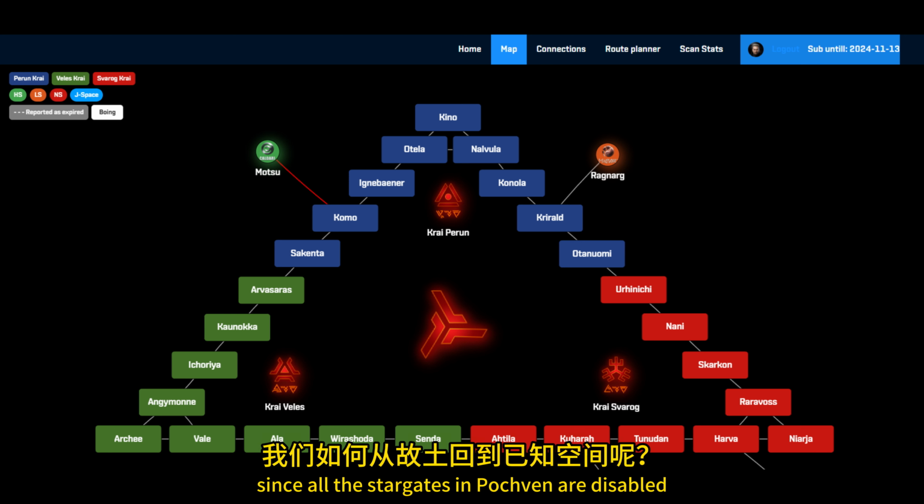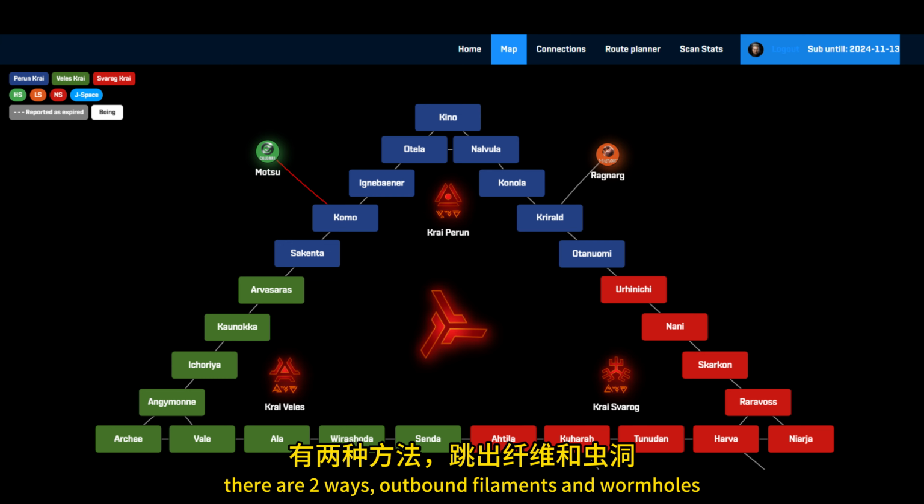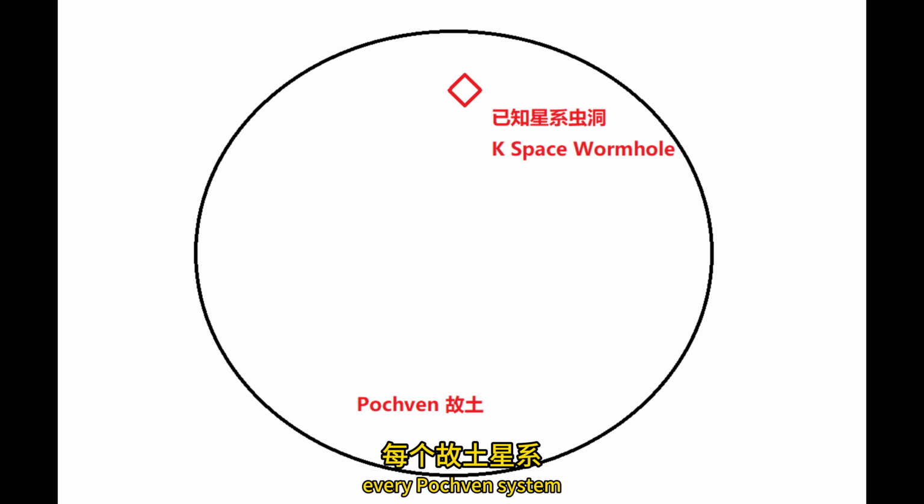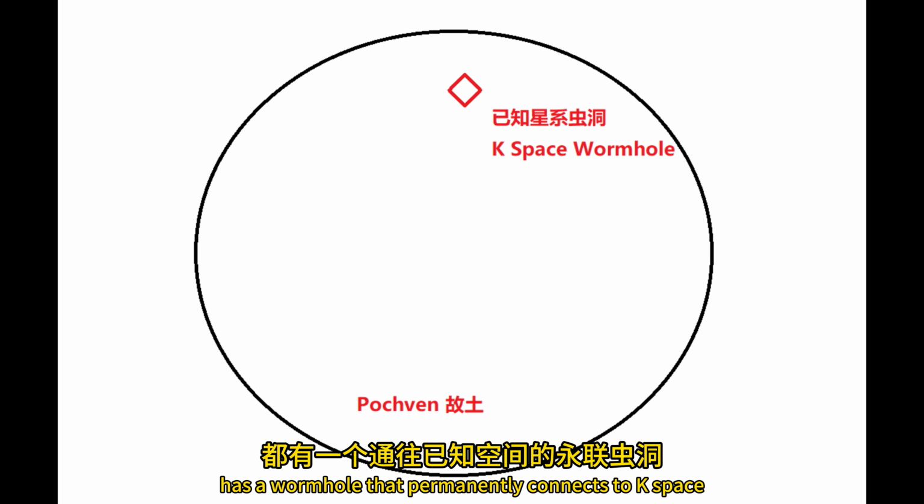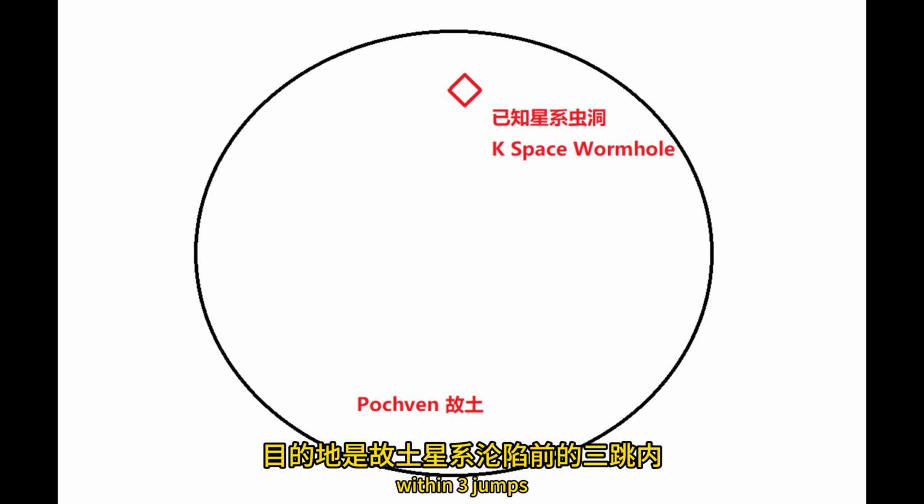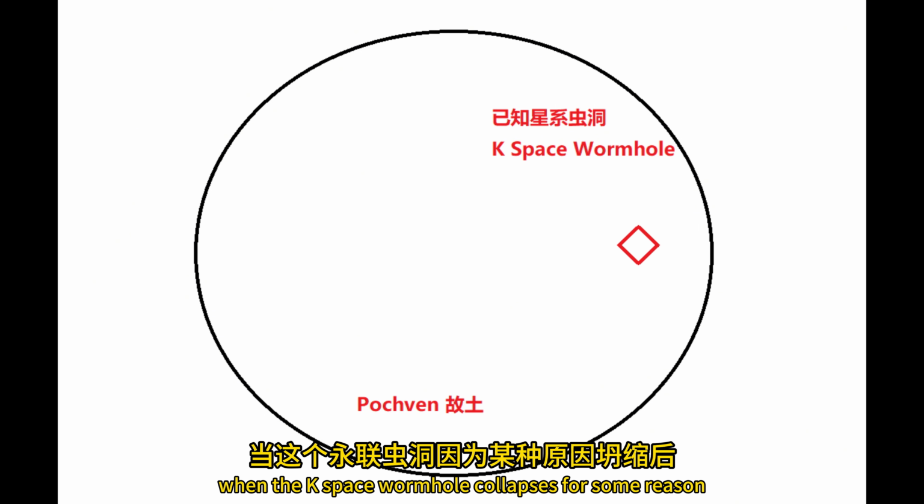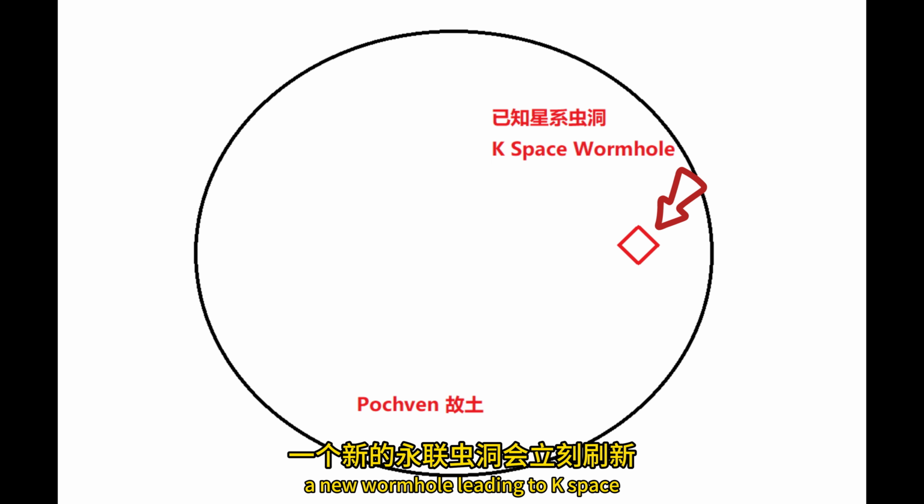Since all the stargates in Pochven are disabled, there are 2 methods: outbound filaments and wormholes. Every Pochven system has a wormhole that permanently connects to K-space within 3 jumps. This means that when the K-space wormhole collapses for some reason, a new wormhole leading to K-space will respawn immediately.